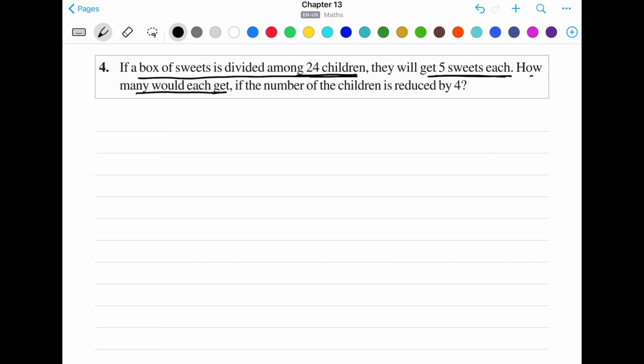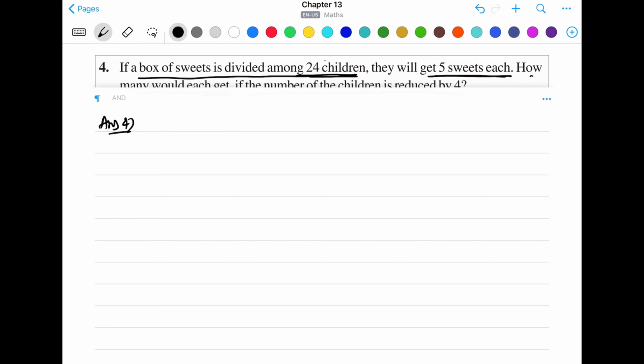That means how many sweets each child will get if the number of children is reduced by 4. That means we are decreasing the number of children by 4. Earlier we had 24 children, so after reducing 4 we will remain with 20 children. Now we have to calculate how many sweets each will get. So let's start the answer number 4.